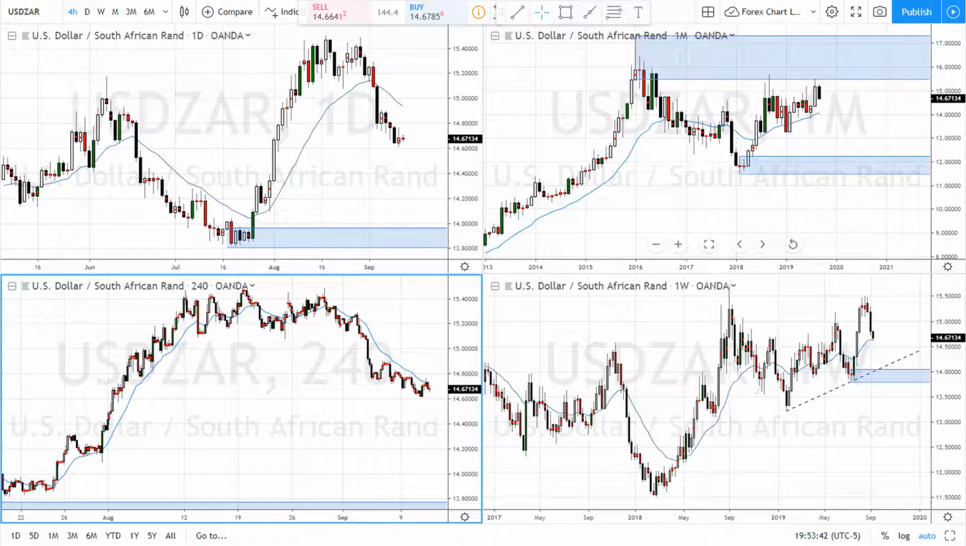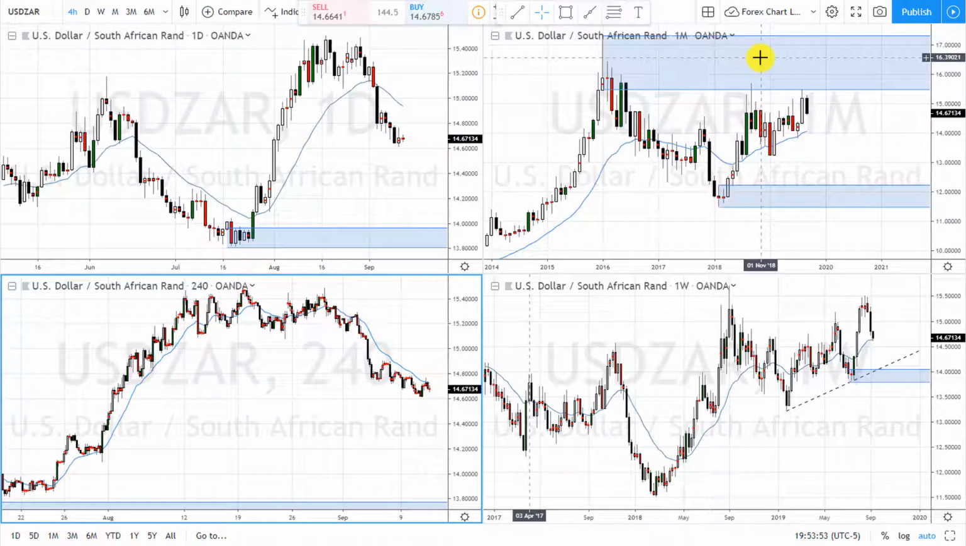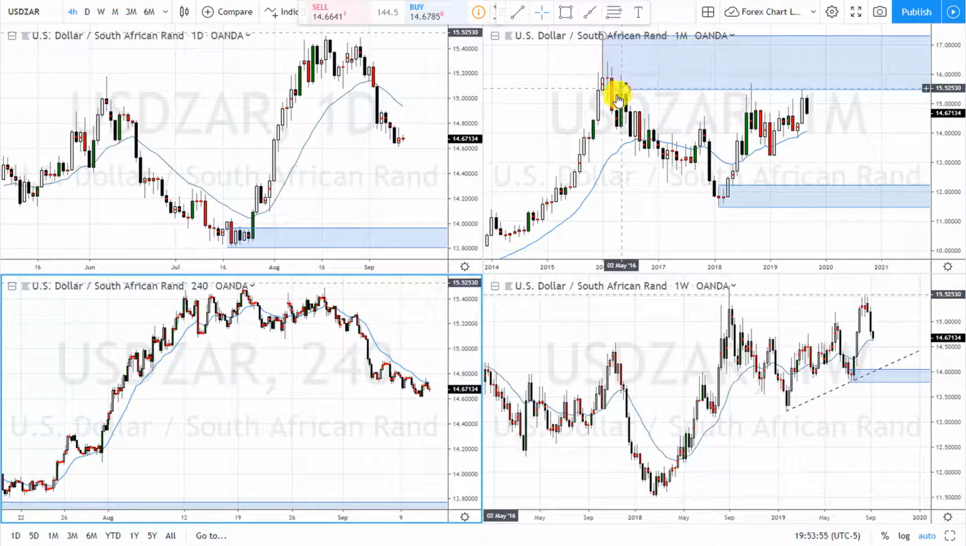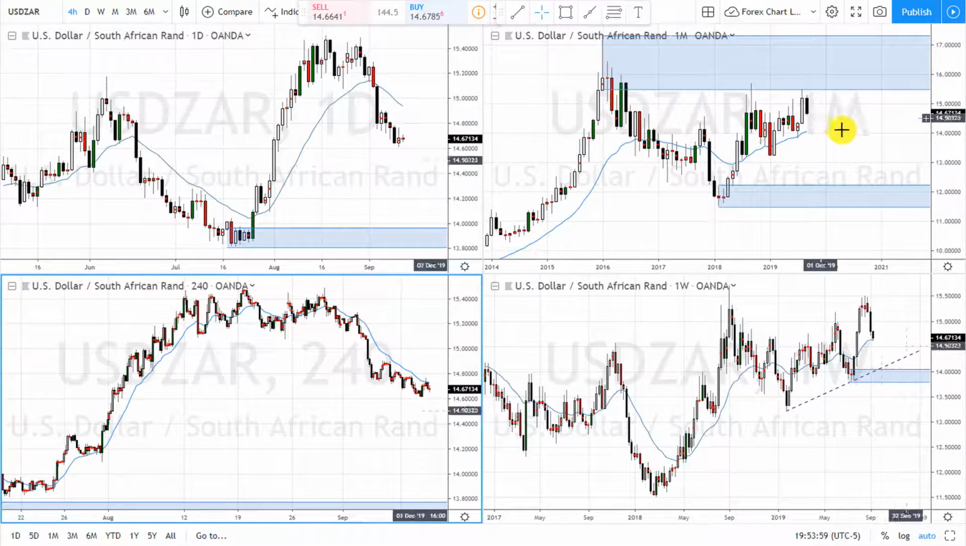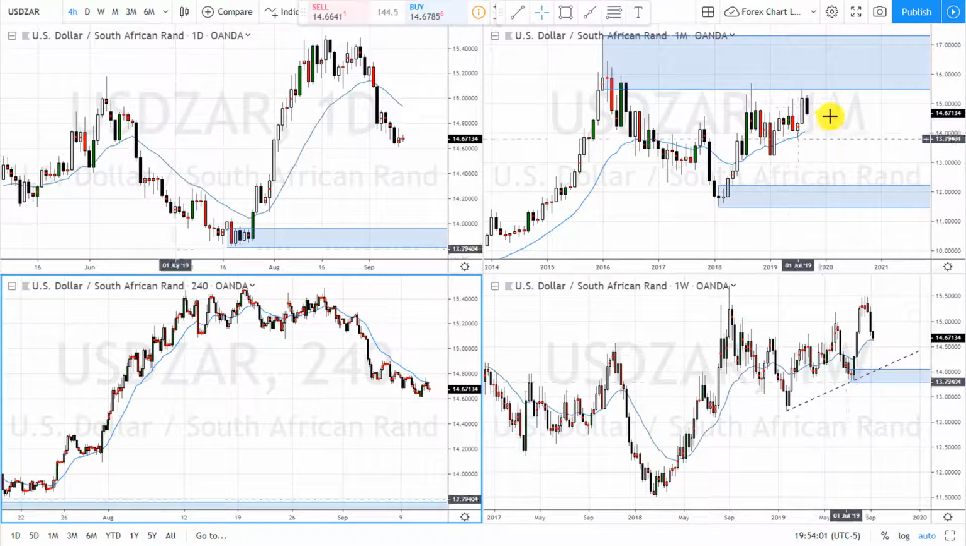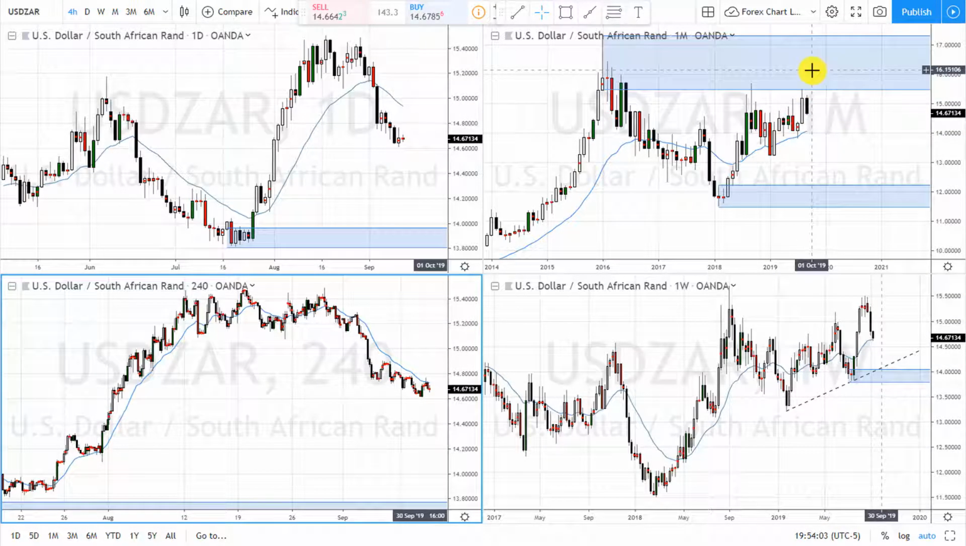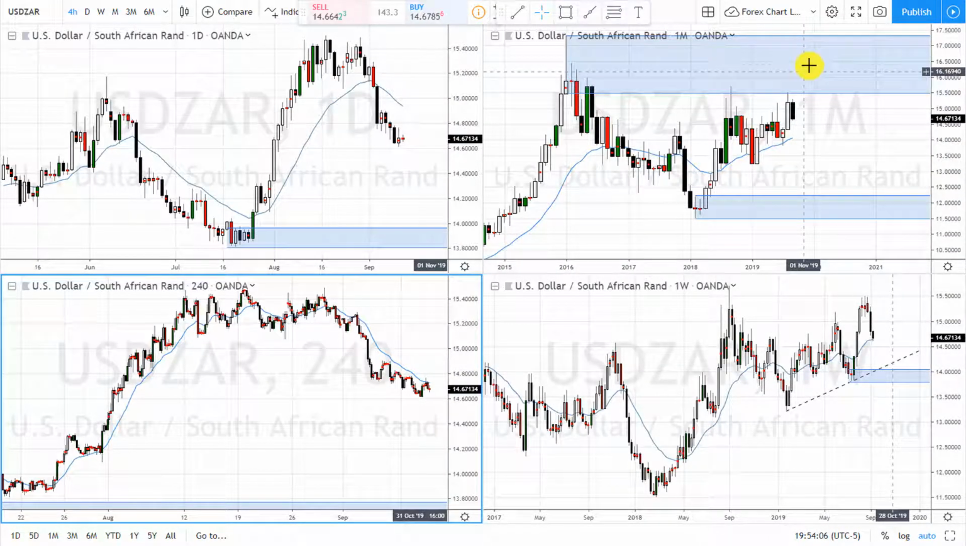Let's take a look at the USDZAR and see where we can identify supply and demand levels and trade it for income. On the monthly, there's an area of supply created up here that's been tested on departure 1 time, 2 times, and now the 3rd time. So we're expecting price to penetrate deeper, but it is a pretty weak zone.